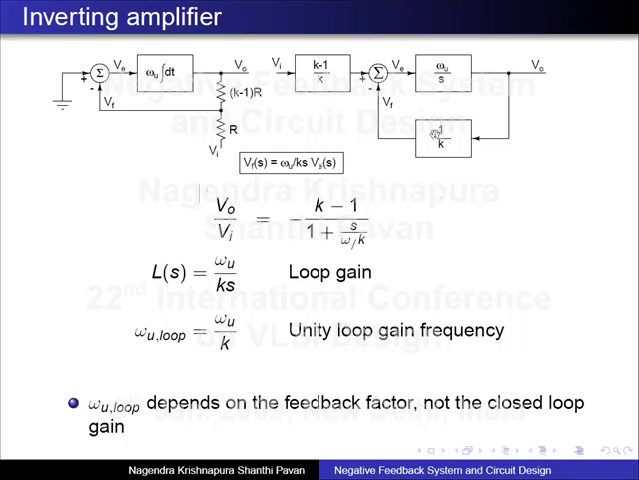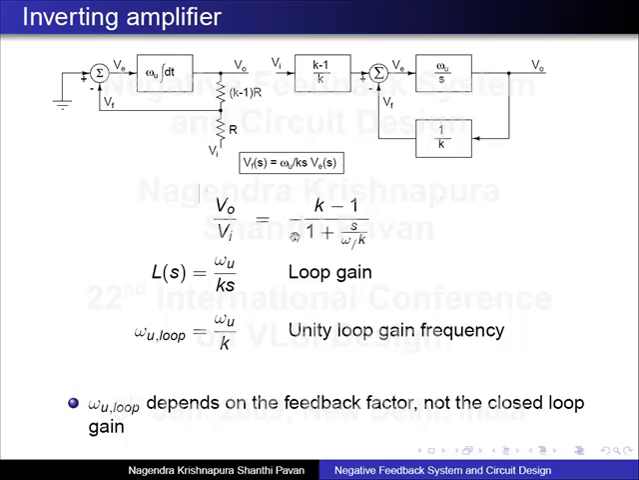Okay. Feedback block diagram. You will have a k minus 1 by k in front and a classical feedback loop, which looks exactly the same as before. It's exactly the same except for this k minus 1 by k. Actually, it's minus k minus 1 by k. And V naught by Vi turns out to be minus k minus 1 divided by 1 plus S by omega u by k. And this you will recognize to be the inverting amplifier that most of you are familiar with.